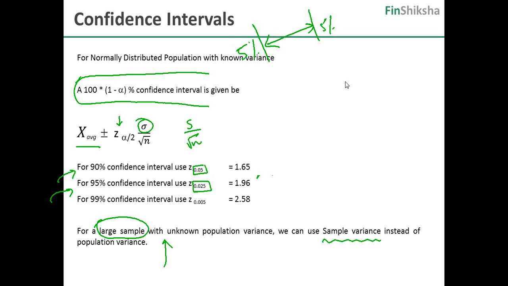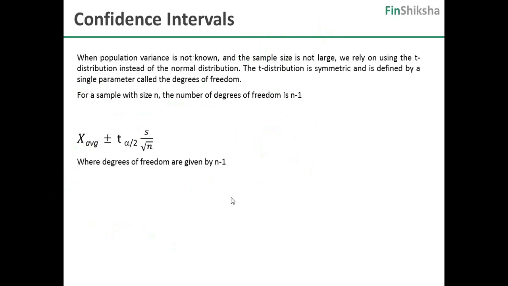Fine. So what do we mean by a large sample? Anything greater than 30 is considered large. If it is less than 30, you start using t-tests instead of z. Fine. So that's this confidence interval.